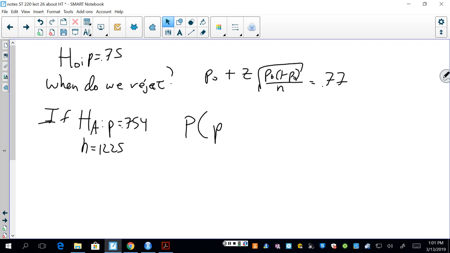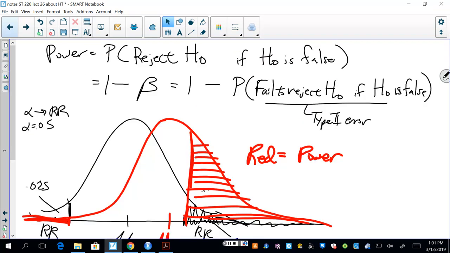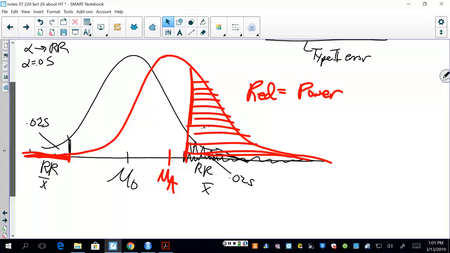We calculate the probability that p hat would be greater than that 0.77 under this hypothesis. So p hat is a statistic, and the truth is 0.754. What's the chance that we get a sample proportion greater than our rejection cutoff? In our pictures of power, this is that one. It's in terms of means, but if this is our 0.75 as our proportion, and here's 0.754, our alternative, this cutoff up here is 0.77. So what's the chance that we're out in that tail under this alternative?